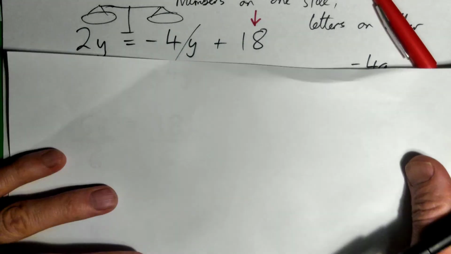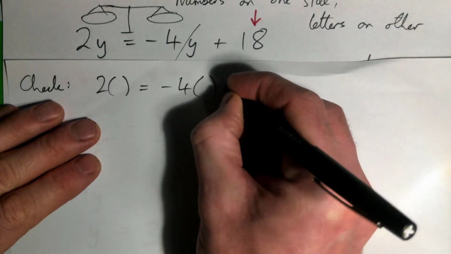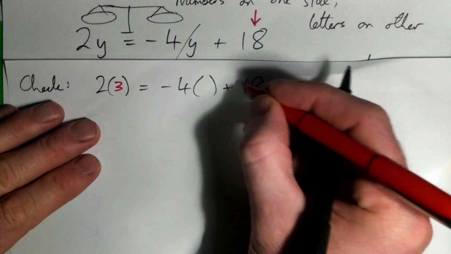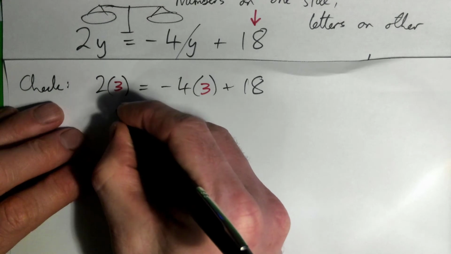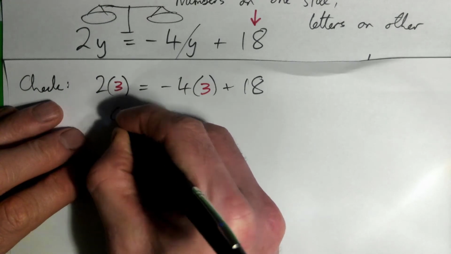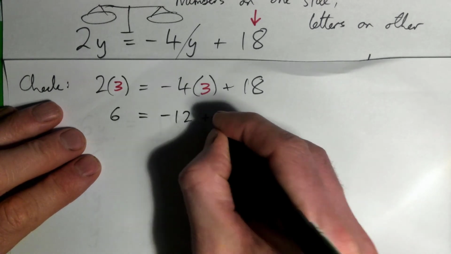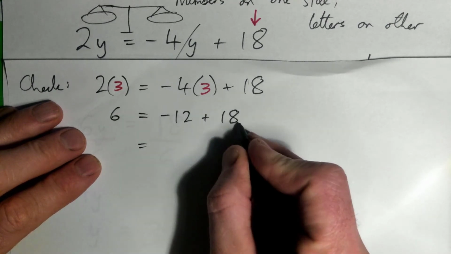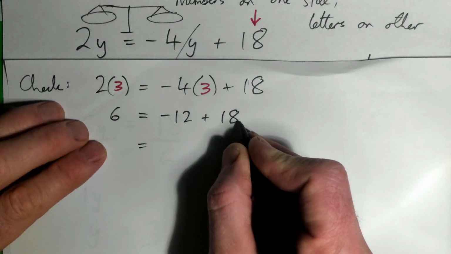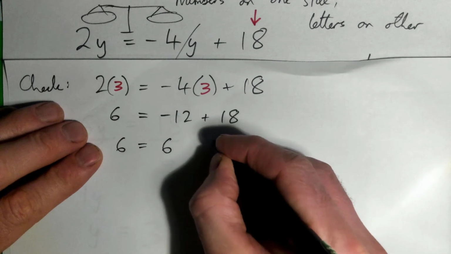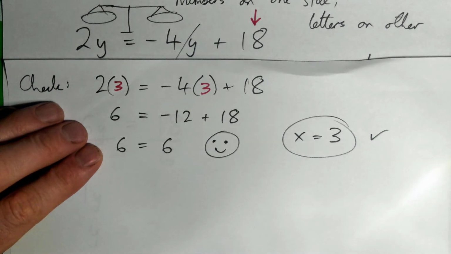And so that's the answer, and we can check that in the original equation. 2 times that equals negative 4 times that plus 18. The answer was 3, wasn't it? Plug 3 in for y in the original equation. What's 2 times 3? 6. What's negative 4 times 3? Negative 12 plus 18. What's negative 12 plus 18? So we got 6 on both sides, and so this works. Yes, y equals 3 is the correct answer, right? The equation checked out.